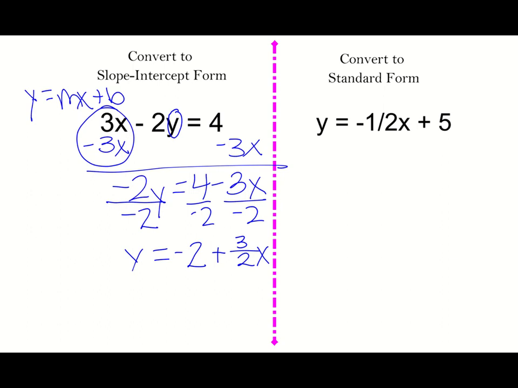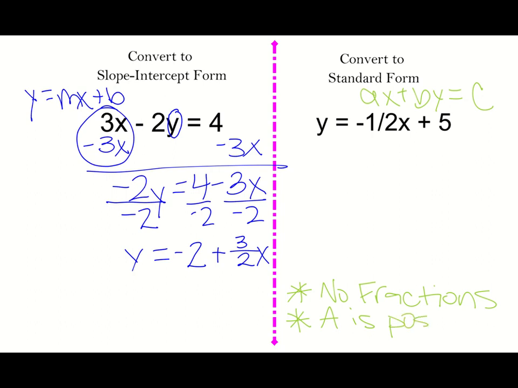So standard form is going to be in the form of ax plus by equals c. So I need to get x and y on the same side. The other thing that we talked about is that the standard form has a couple extra rules. It cannot have fractions or decimals, and the first number can't be negative. So a is positive.